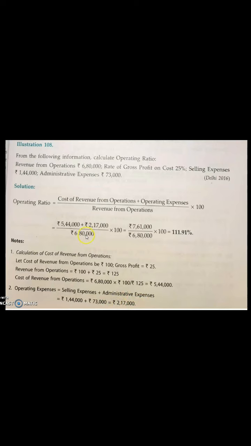Divide the same with revenue from operation, that is 6,80,000. Don't forget to write into 100 because you want the answer in percentage. So when you calculate this amount, the answer which you will get is 111.91%. This is your operating ratio.